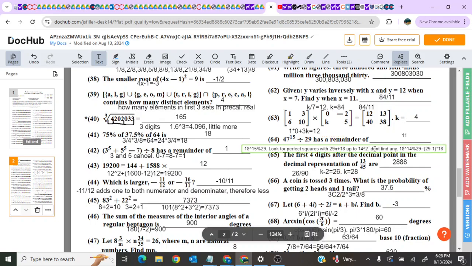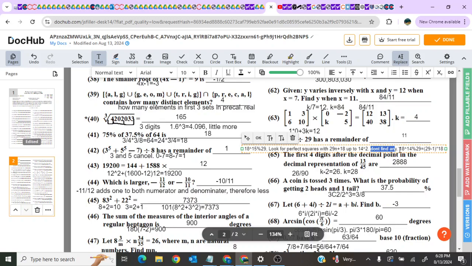and you won't find any that result in perfect squares, which means 18 power to 14 mod 29 is the prime minus 1, not 1. And once you have that, you multiply it by 18. Negative 1 times 18 is equal to negative 18. And then, so negative 18 divided by 27, add 29, you have a remainder of 11.